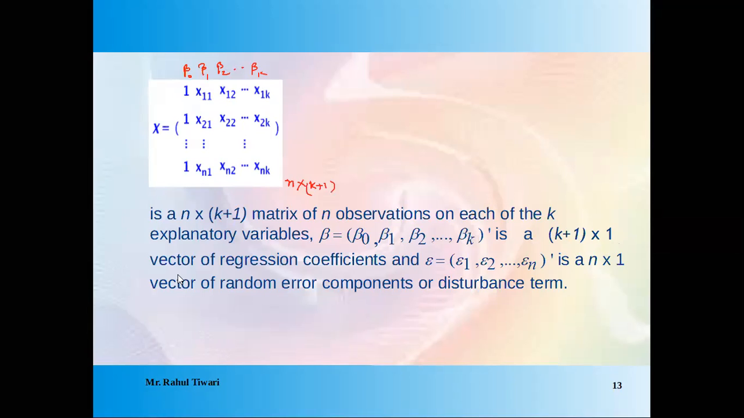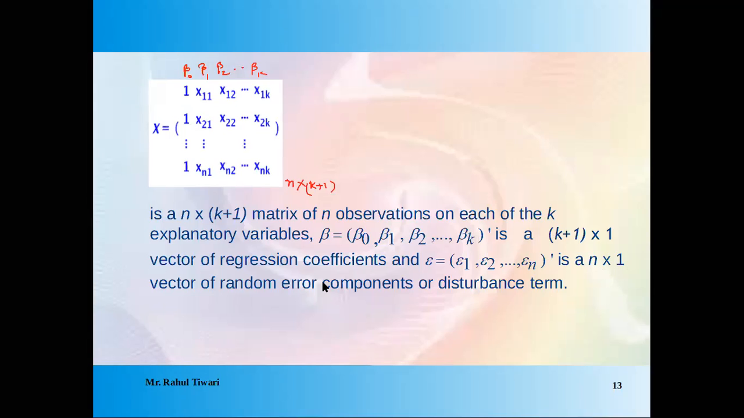जैसे आपका y1 y2 yn था, it was n into 1. Similarly आपका जो बीटा होगा वो k plus 1 into 1 होगा. Why? Because beta naught is a constant, one extra variable, right? So it is k plus 1 into 1, because we have a one column vector of regression coefficients, and epsilon, which is epsilon 1, 2, so on n, is n into 1, because this is the same as your observations, a vector of random error component or disturbance term.